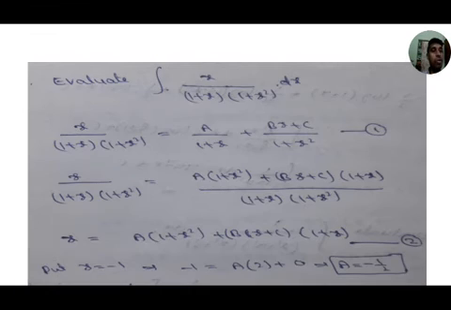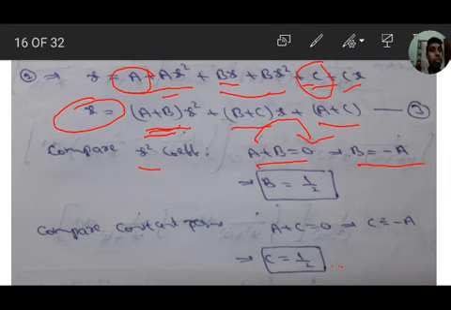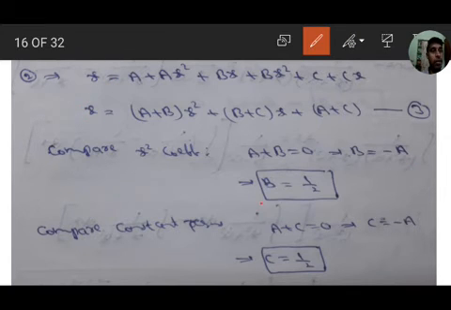So b equal to 1 by 2, minus of minus 1 by 2 plus 1 by 2, that is 1 by 2. Next, compare constant terms on both sides.